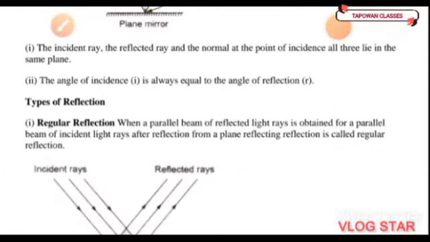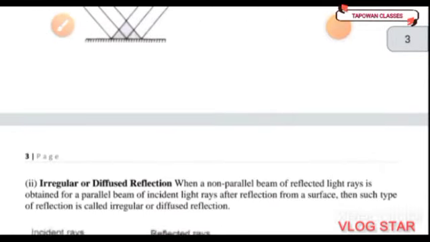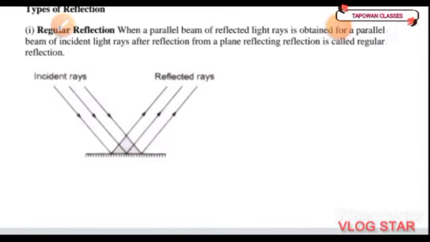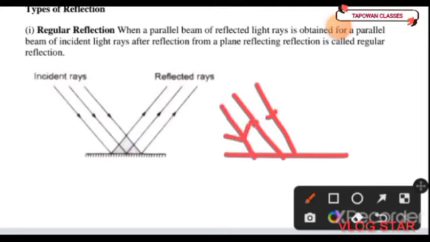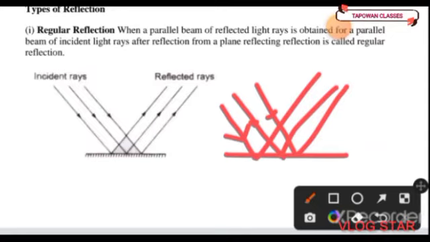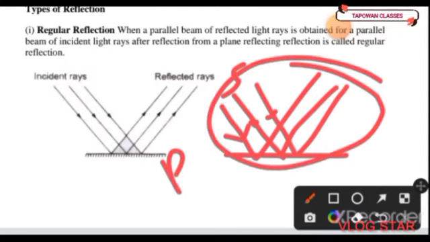What are the types of reflection? There are two types: regular reflection and irregular reflection. Regular reflection means parallel beams are reflected. Here the diagram is given: many beams of light coming from different sections fall on the plane and are reflected in this way. When a parallel beam of incident light rays is reflected from the plane as a parallel beam, the reflection is called regular reflection.